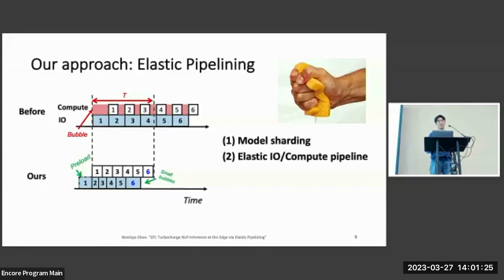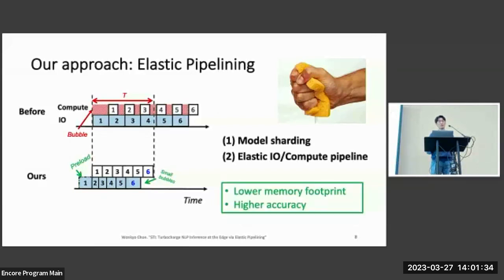To do this, we propose two techniques. One is model sharding with a mixed bit width. Second is elastic I/O compute pipelining. In short, we can achieve a lower memory footprint and gain higher accuracy at the same time.